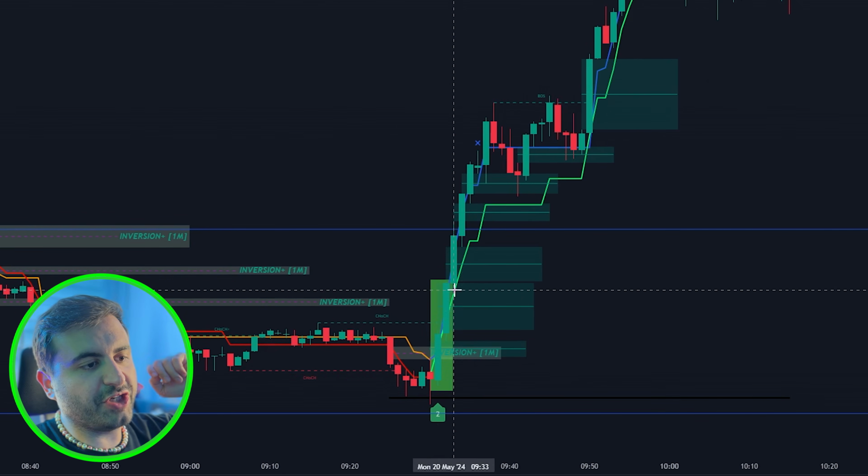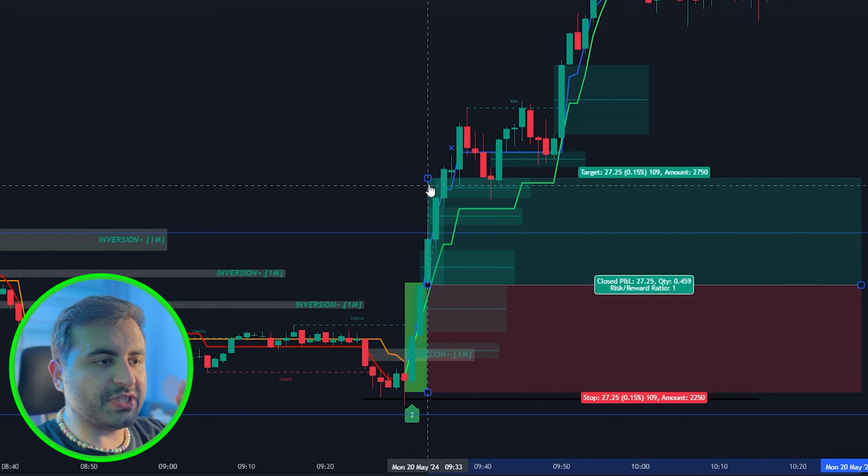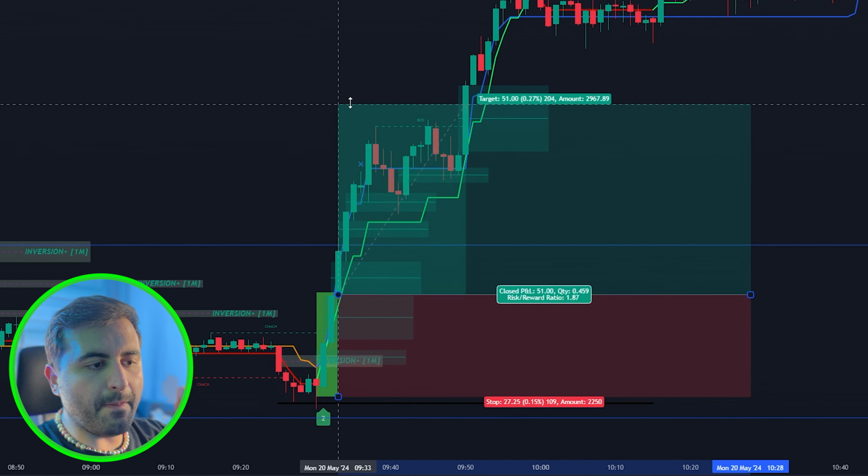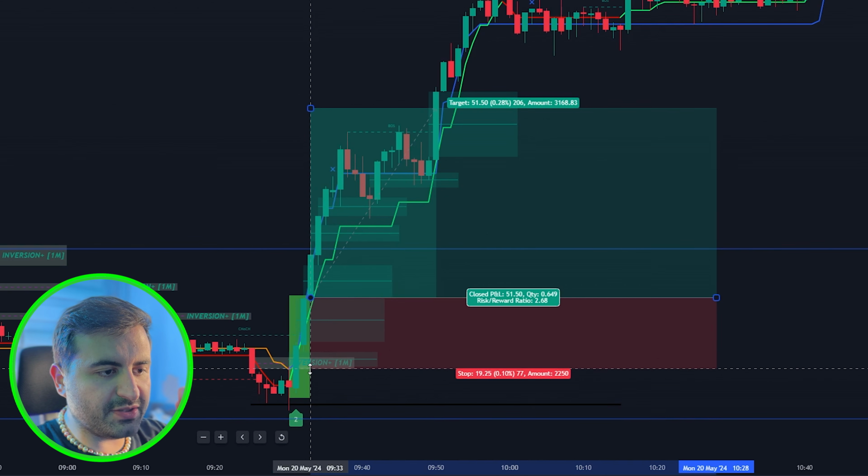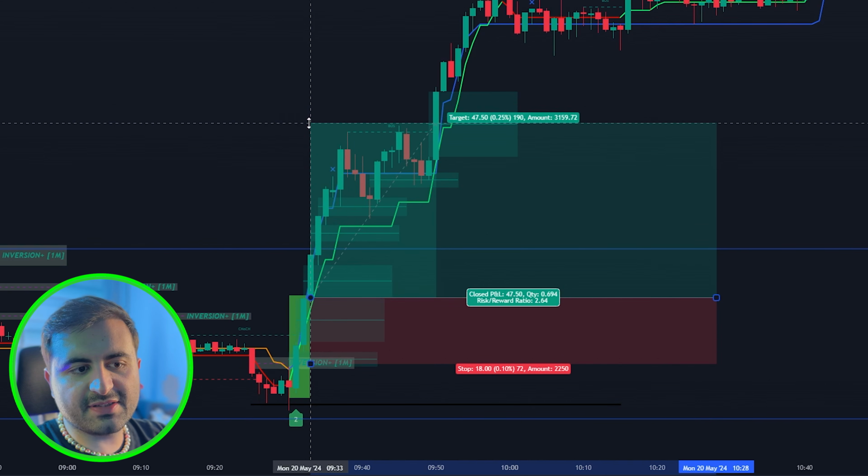So we will initiate our position here. We will target 1 to 2 one more time. So the stop loss is this fair value gap, halfway of it. This is it. This is how you trade.